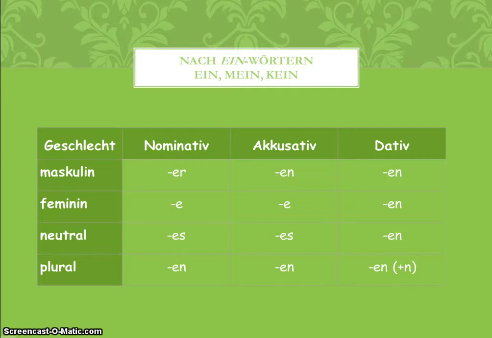Okay, you already know the nominative and accusative endings. Notice how they reflect the gender in the case of the noun that they're describing. We haven't talked about the dative yet, but here are the dative endings. Very, very simple because they're always en.